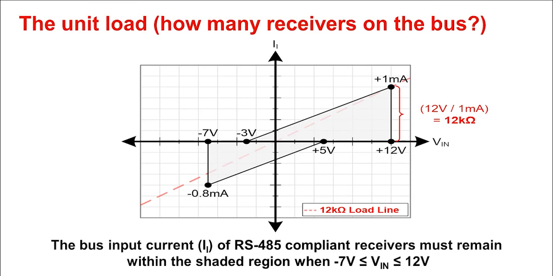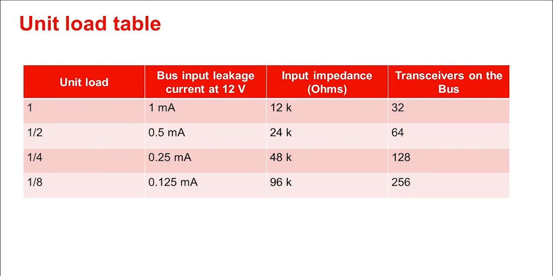Modern transceivers have higher receiver input impedance, allowing for more transceivers to be present on the bus. The table shown provides the unit loading, bus input leakage current, and equivalent input impedance for the different receiver characteristics. The bus input leakage current is the most reliable way to determine the receiver loading from the datasheet.